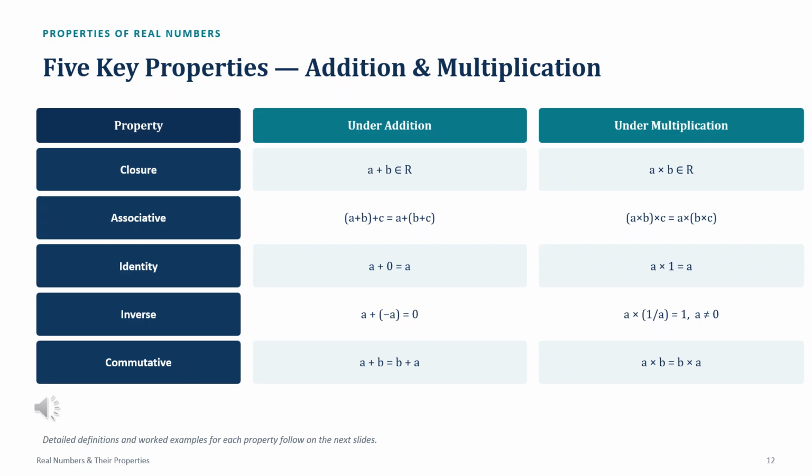Real numbers follow 5 key properties under both addition and multiplication: closure, associative, identity, inverse, and commutative. Closure means a plus b or a times b always stays inside the real numbers. Associative means grouping doesn't matter. Identity means adding 0 or multiplying by 1 leaves a number unchanged. Inverse means every number has an opposite that undoes it. And commutative means order doesn't matter. Let's look at each one in detail with worked examples.